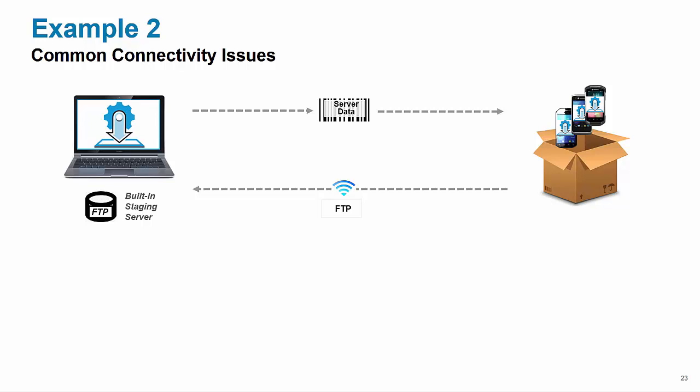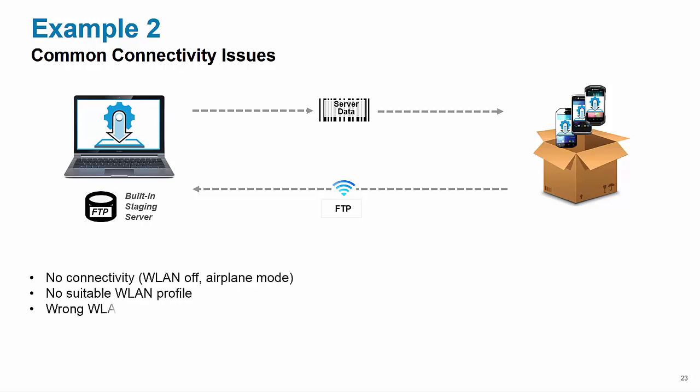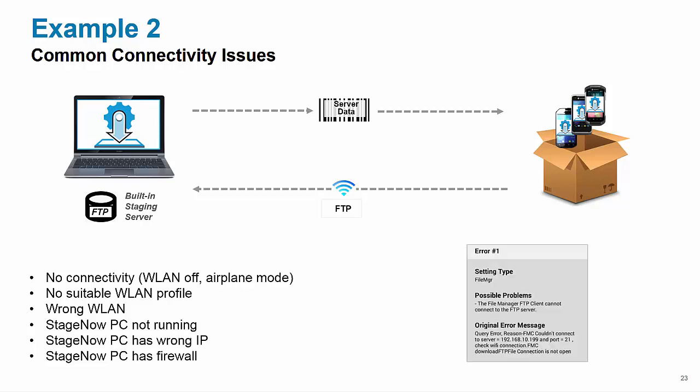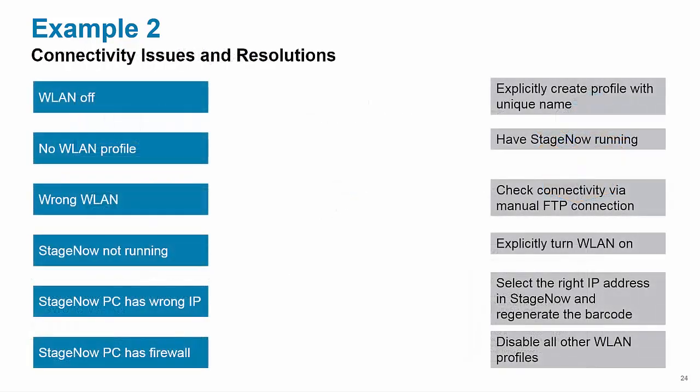Well, lots of things. Here are the common things we're seeing. All of them usually result in the same familiar error message. So what can you do? Fortunately, StageNow, especially version 2.3+, makes it fairly easy. Let's review the best practices for getting the connectivity right in a visual way. Try mapping the problems on the left with the best practices on the right.